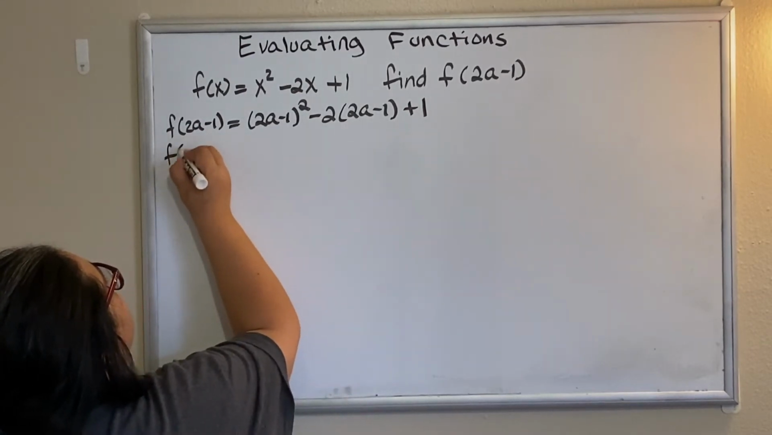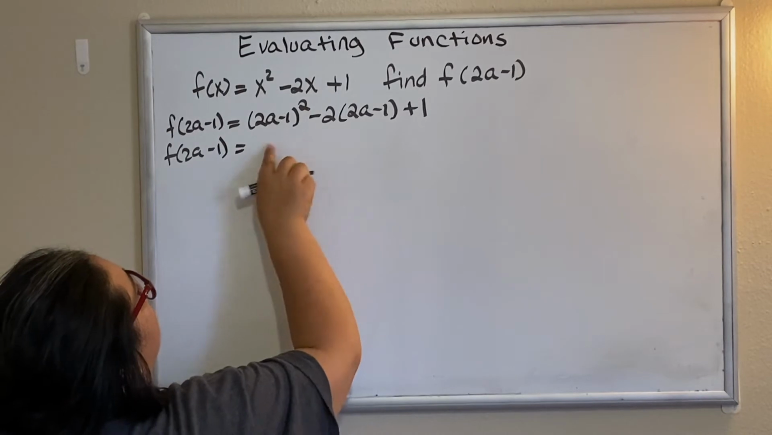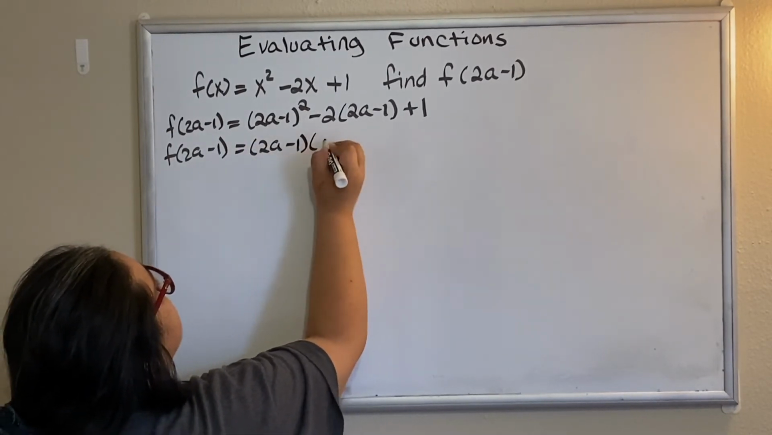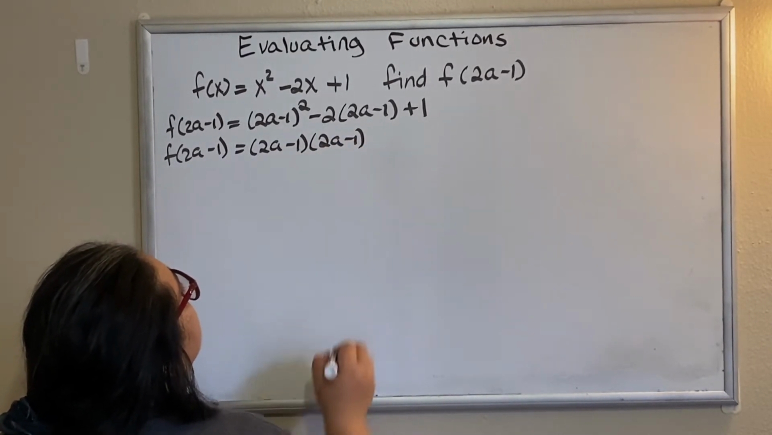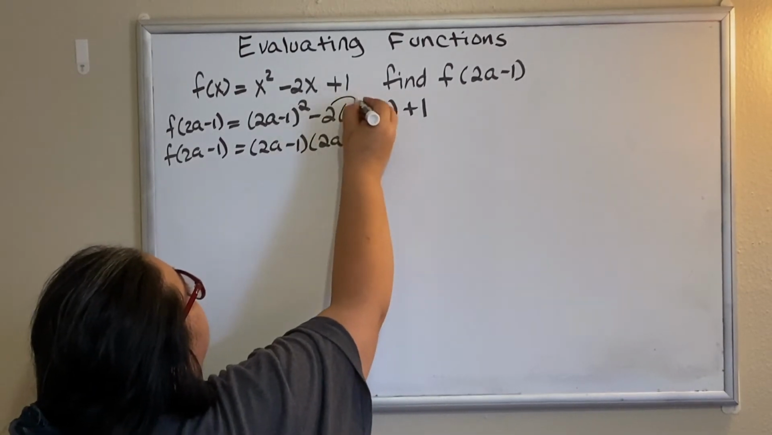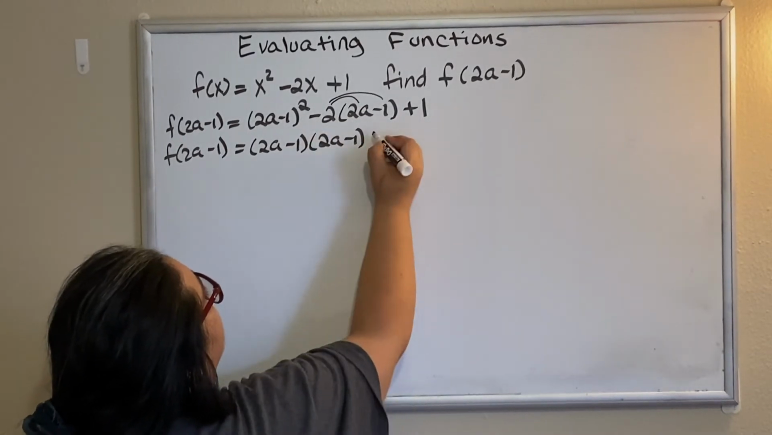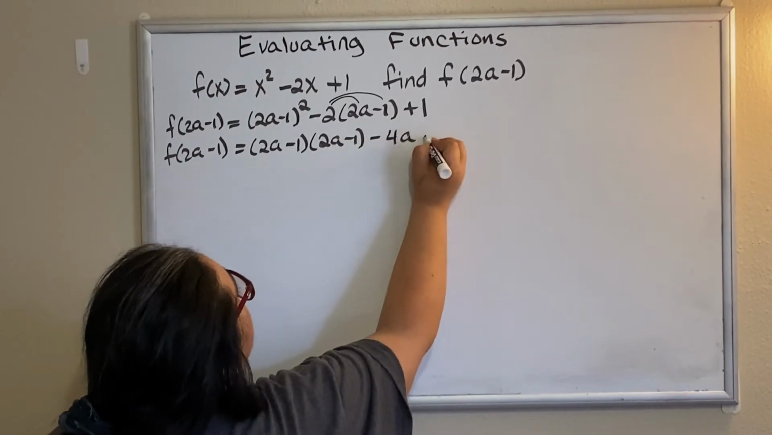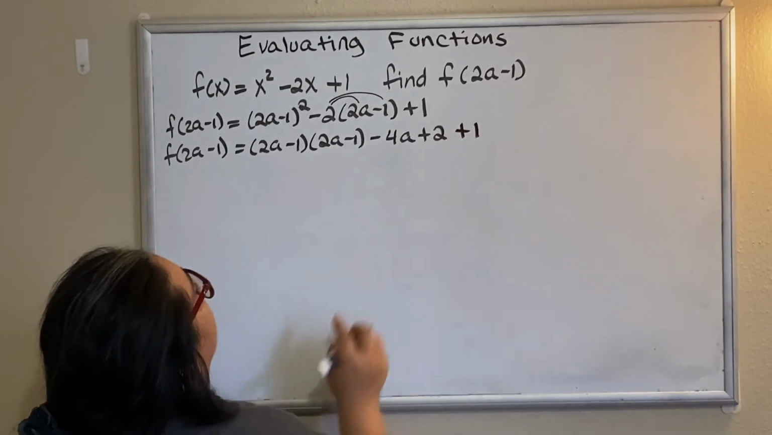So now f of 2a minus 1 equals, since this is a square, we're going to have to write it twice. That means 2a minus 1 times 2a minus 1, and we don't need the square anymore. Here we have negative 2 times 2a minus 1. We can distribute the negative 2 to both of these values. So negative 2 times 2a is a negative 4a, and negative 2 times negative 1 is a positive 2. Then we bring down the plus 1.